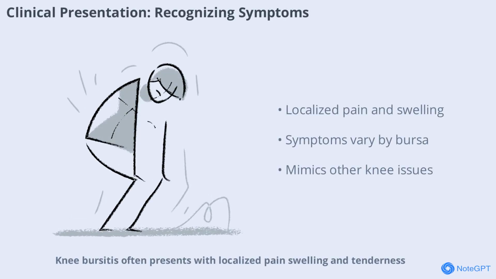Bursitis often presents with localized pain, swelling, and tenderness. The exact symptoms depend on which bursa is affected. For example, prepatellar bursitis causes swelling over the kneecap, while pes anserine bursitis leads to pain on the inner side of the knee, especially when climbing stairs or kneeling. Posterior knee swelling may indicate a popliteal Baker's cyst. Sometimes, symptoms mimic other conditions like meniscal tears or ligament injuries, making clinical evaluation and imaging crucial for accurate diagnosis.